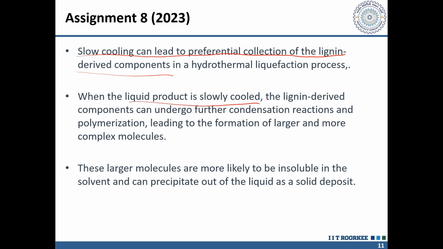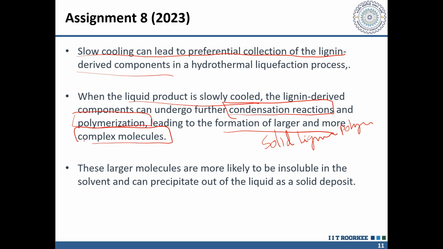When the liquid is slowly cooled, lignin-derived components undergo further condensation reactions. So there is a condensation reaction during this slow cooling, and this lignin will get polymerized. This polymerization will lead to formation of solid lignin compounds in the form of polymer, which leads to formation of larger and more complex molecules, and thus the lignin is precipitated.